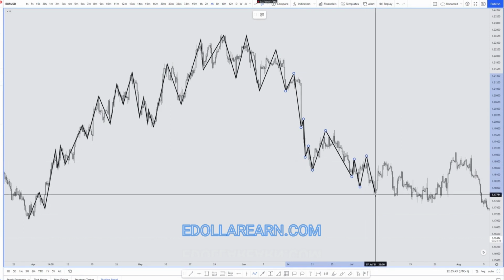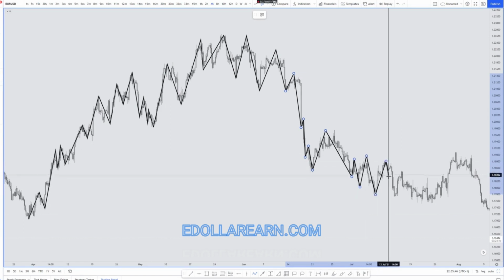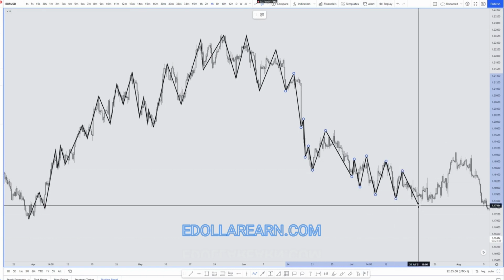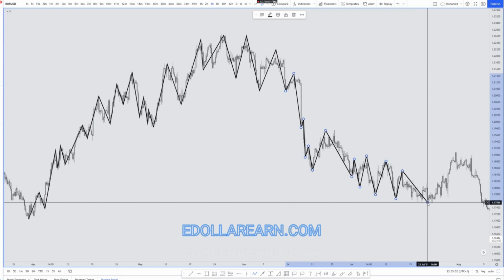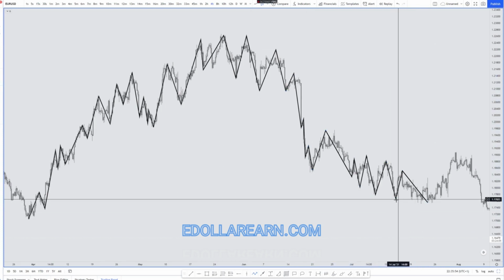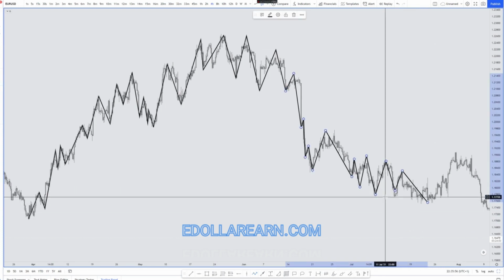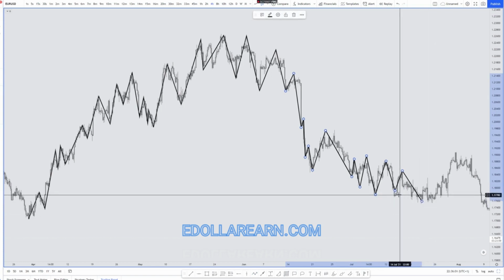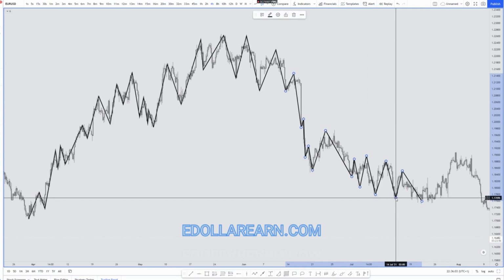And we won't map the whole thing. I think you guys have sat through enough structure mapping. I just want to explain the concept of expectational order flow. Let's just double check this before we get going. So yeah, this would be the first point where we broke structure.